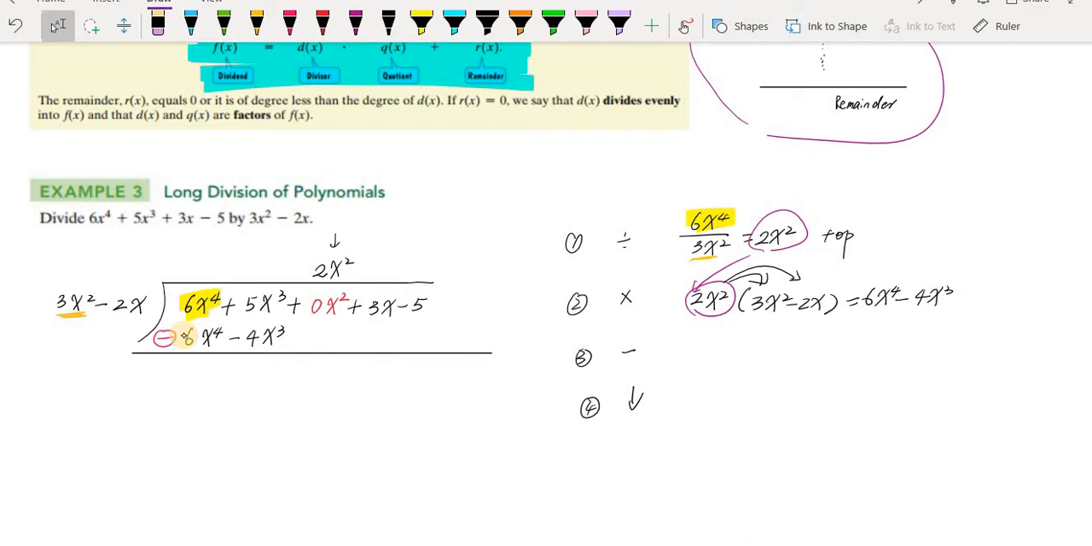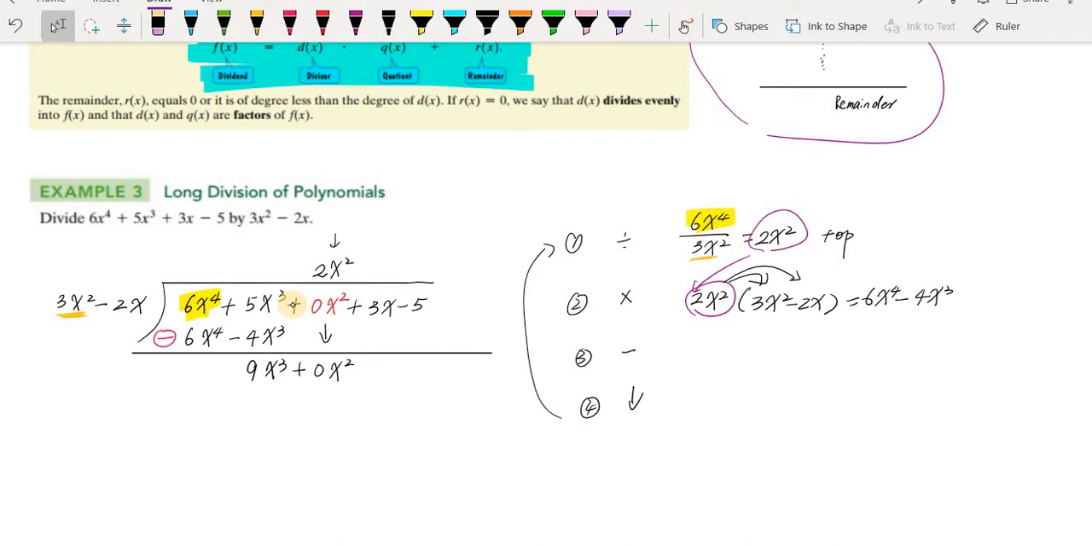Okay? 5x to the third power subtract negative 4x to the third power. Subtract negative, that basically will be 5 plus 4, right? That will be 9x to the third power. And then we're going to bring down the next term. That will be plus 0x to the second power. Then we're just going to repeat the process.